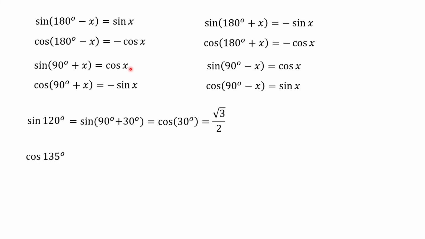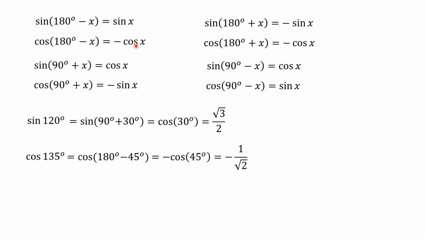Let's consider another example. That is cosine of 135 degrees. Well, we can look at 135 degrees as 180 minus 45 degrees. Now, we're looking at this formula, cosine of 180 minus x, and that is minus cosine x. So it's minus cosine of 45 degrees. You know cosine of 45 degrees is 1 over square root of 2, and cosine of 135 degrees is minus 1 over square root of 2. Okay? So this is how we can use these formulas.